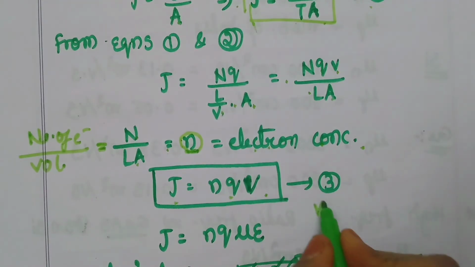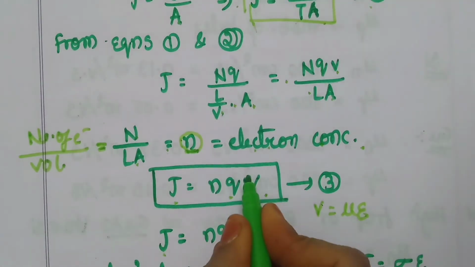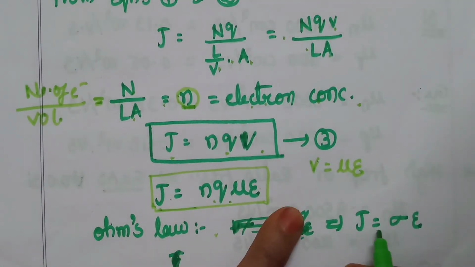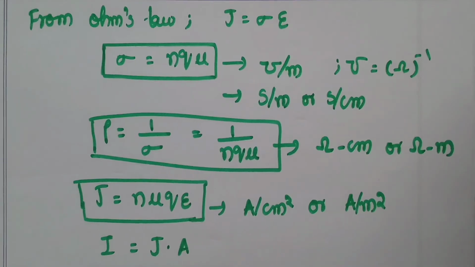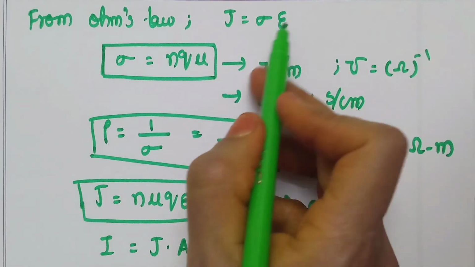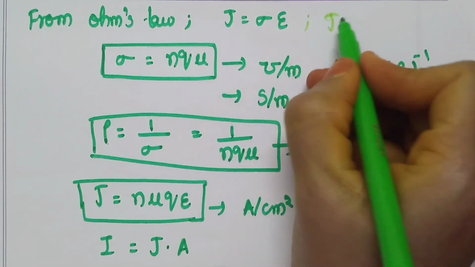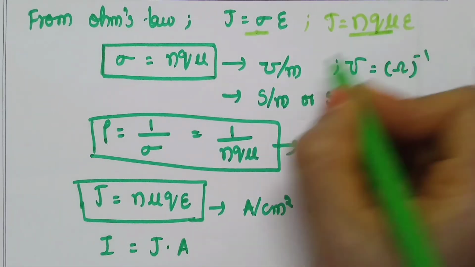And we know that V is equal to mu into epsilon. So J is equal to nq, and in place of V we write mu epsilon. So the current density J is equal to nq mu epsilon. From Ohm's law we have J is equal to sigma epsilon, where sigma is the conductivity of the material. So by comparing this equation with the above equation, we get sigma is equal to nq mu.